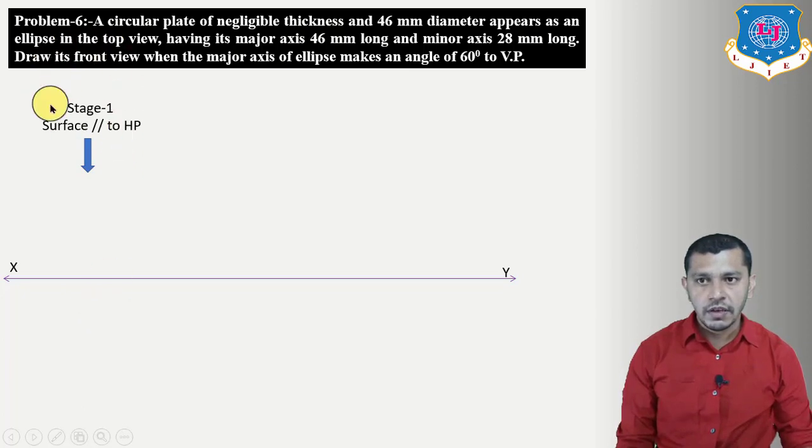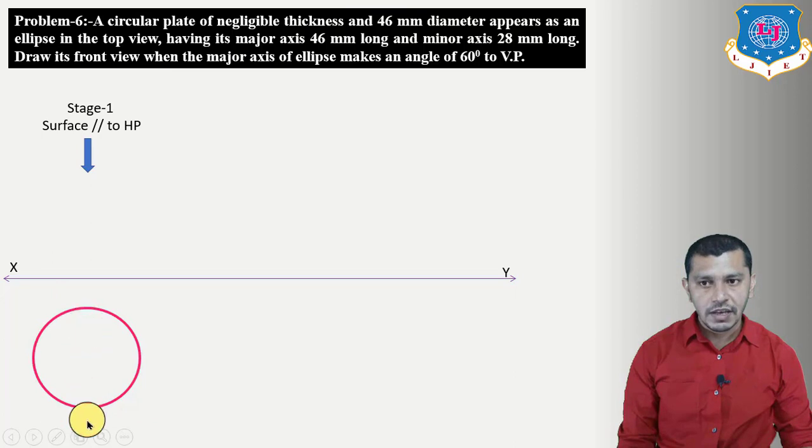So if we assume the surface parallel to the horizontal plane, we will get the true shape on the horizontal plane, or below the xy reference line. So below the xy reference line, first of all draw a circle having diameter 46 mm.